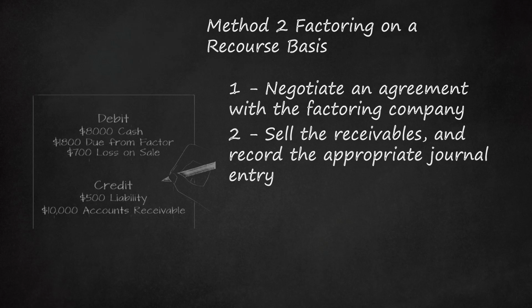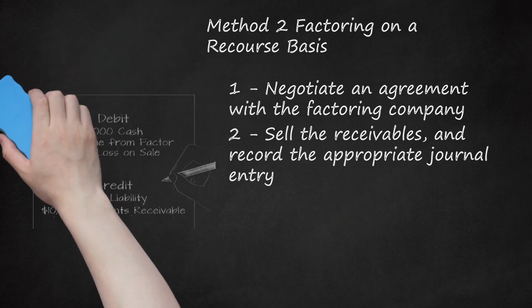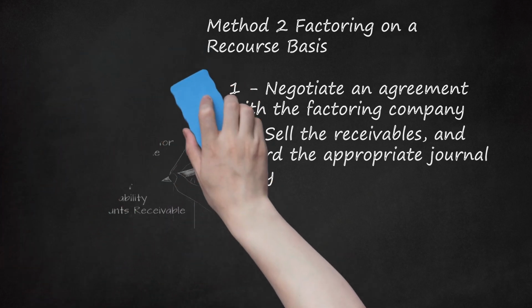To record the journal entry, debit cash for $8,000, debit due from factor for $1,800, and debit loss on sale for $700. Credit recourse liability for $500, and credit accounts receivable for $10,000. The loss on sale account now includes both the factor's fee and the expected loss due to doubtful accounts. In keeping with the conservatism principle of accounting, the loss is recognized even before it is incurred. A gain will be recorded later if the accounts are actually collected.